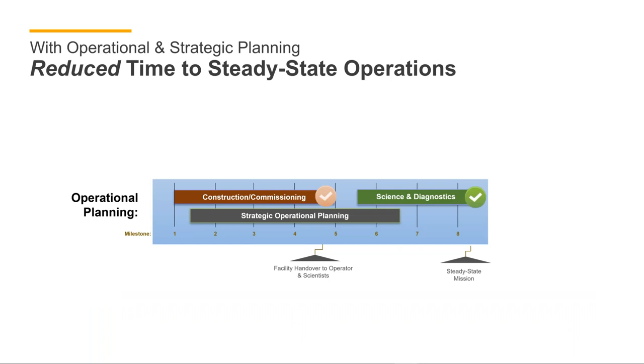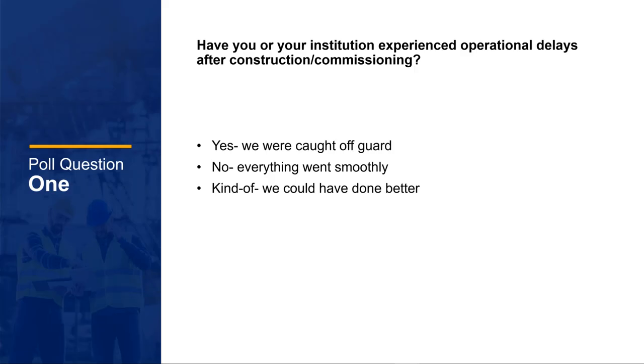I'll never tell you that operational planning of life science facilities is going to eliminate that gap, but I will tell you that when we go through a strategic operational planning effort, we help all parties get ahead of things. We're going to hear a lot today about integration of these programs. These are not necessarily two unrelated tracks. In other words, design, construction, commissioning is one track, and operational planning is another. Rather, we favor an integrated approach that we think benefits everybody. That's really what we're going to talk about today.